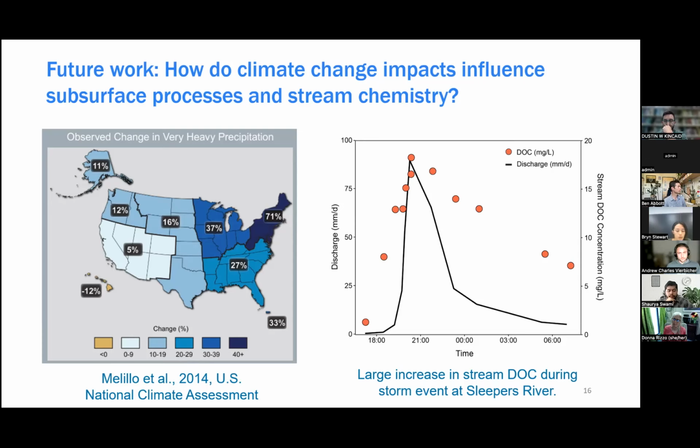We also know from previous studies and from this figure on the right that DOC concentrations in the stream increase a lot during these storms. And so I'm really interested in figuring out how those subsurface processes behave on the event timescale during these storms and how that might affect stream chemistry in the future.